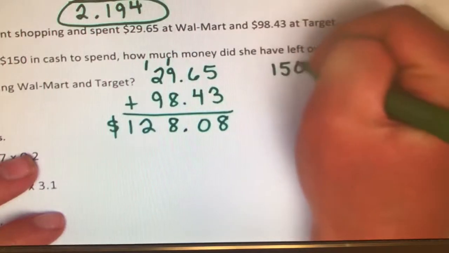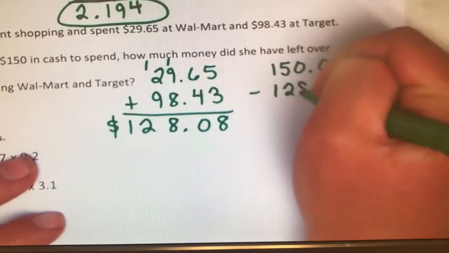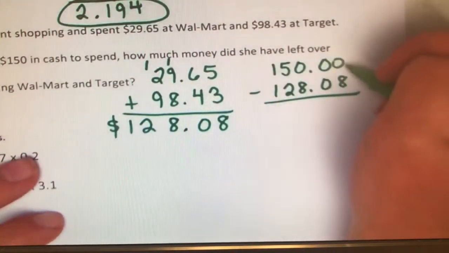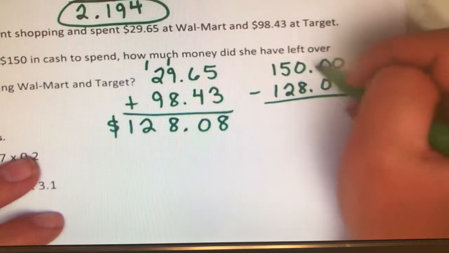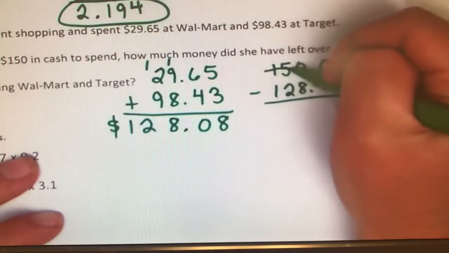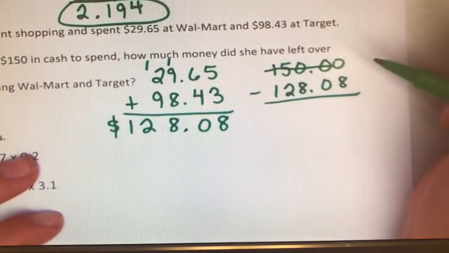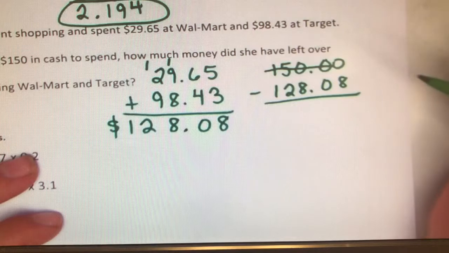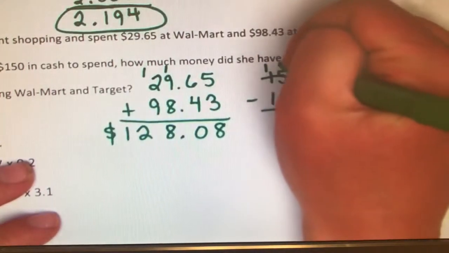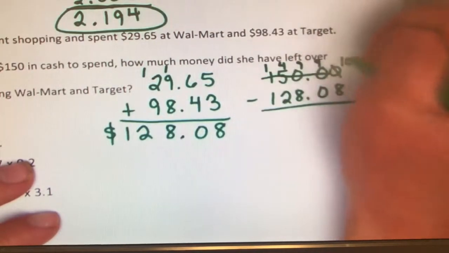So let's do $150 minus 128.08. Okay, and here we are again. I can't do 0 minus 8. I can't borrow from a 0. So this is a trick I used to teach. It's a lot easier than borrowing and keep carrying over. Think of this as 1,500. If I took 1 away from 1,500, I would have 1,499 left. So 1, 4, 9, 9, and now this one is 10.